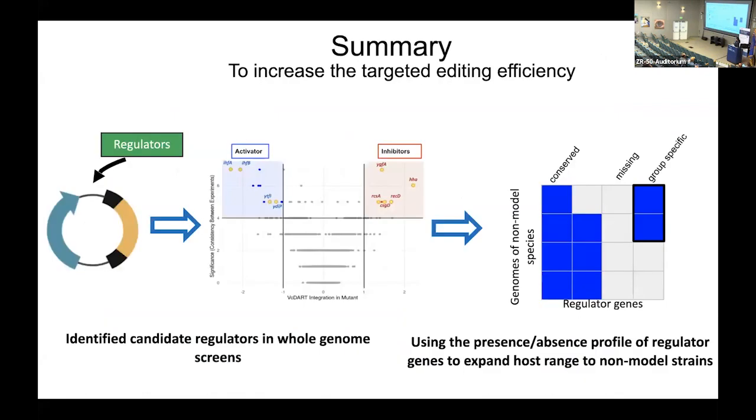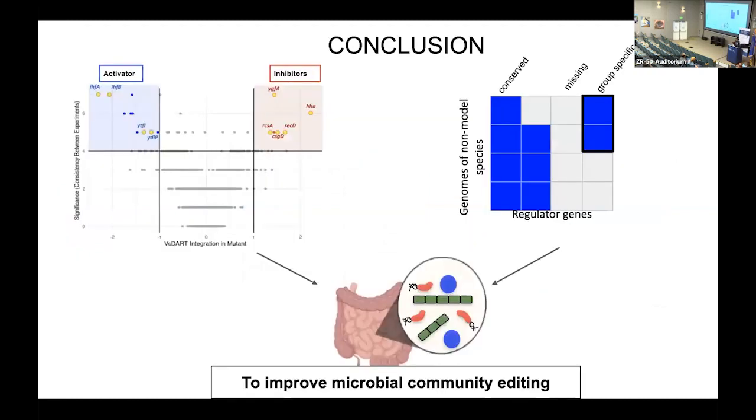So in conclusion, our lab has identified some candidate regulators through a whole genome screen, and then we went in bioinformatically to find out which of these regulators can be targeted and which novel host strains we can examine. And this fits in beautifully into the major goal that we have in the lab to improve microbial community editing.